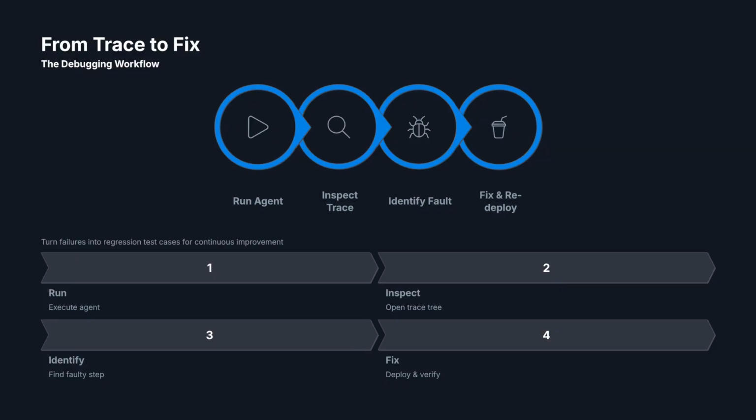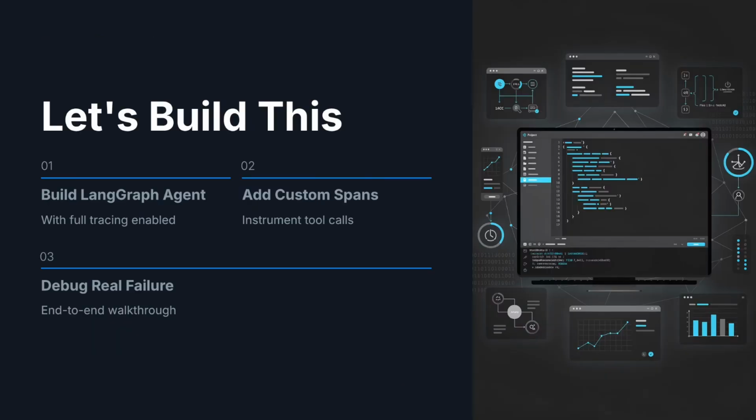And here's the part most people skip. You should save that failing trace as a test case in an evaluation dataset so you can run regression tests to make sure this specific failure never happens again. Alright, that's the theory.